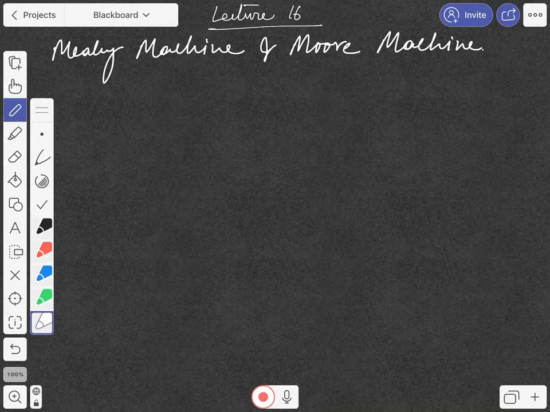Here we will discuss Mealy machine and Moore machine. These are a part of a finite state machine, but the basic difference is that in a Mealy machine, the output always depends on the present input and present state, and in case of a Moore machine, the output always depends on the present state but is independent of the current input.